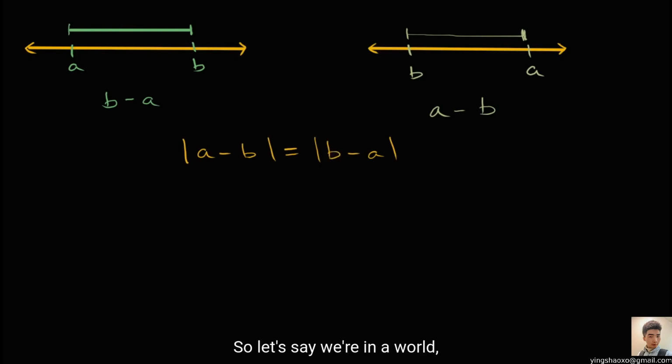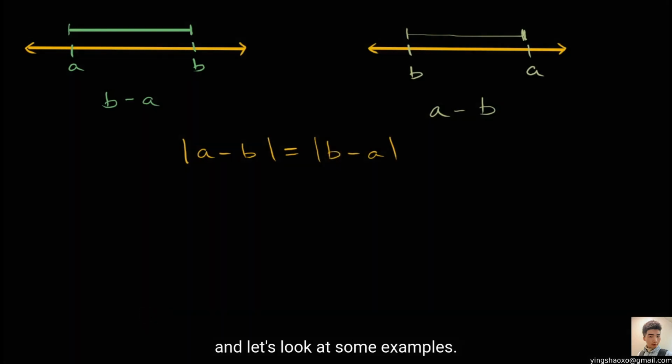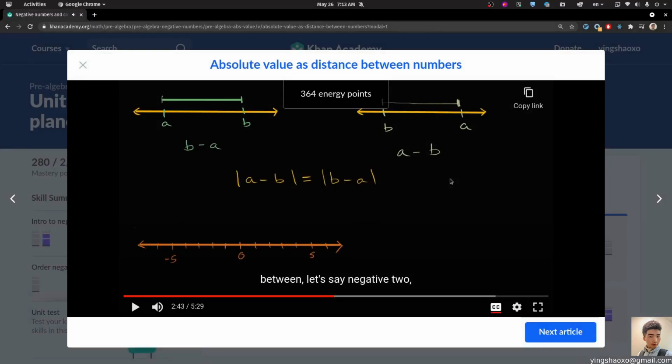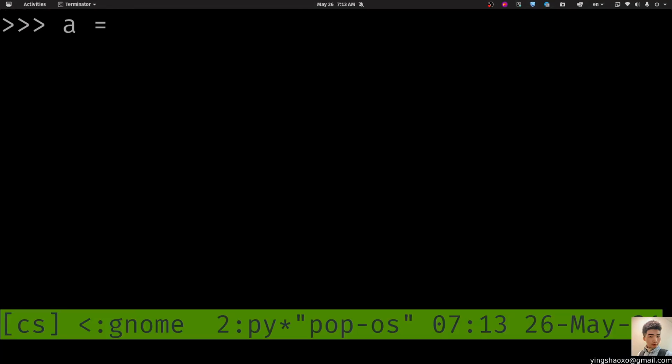So let's say we're in a world, get a number line out. Let's look at some examples. Let's use Python to solve this out. So for example, now if we got A equal to negative 20 and B equal to, let's say, 1. What's the distance between A and B?